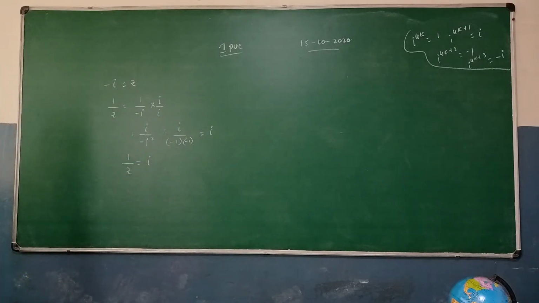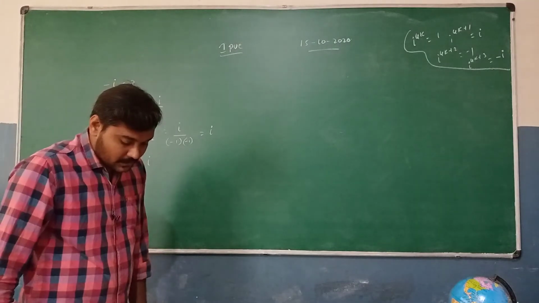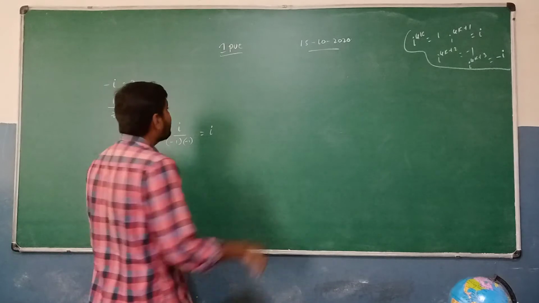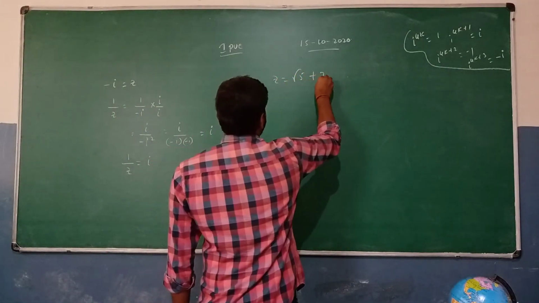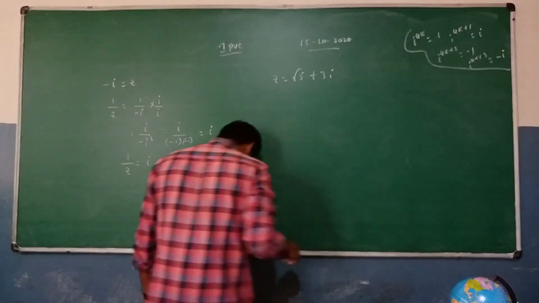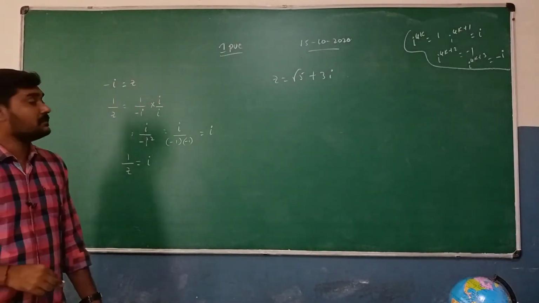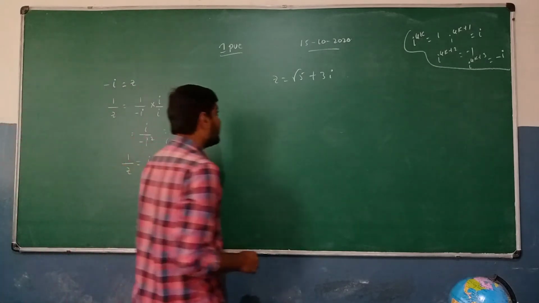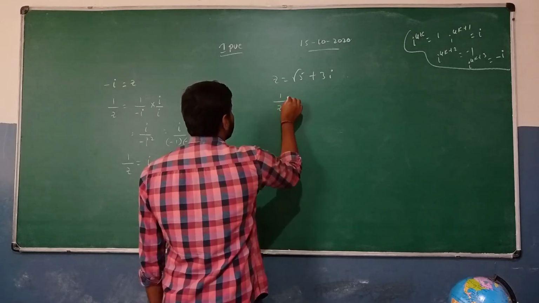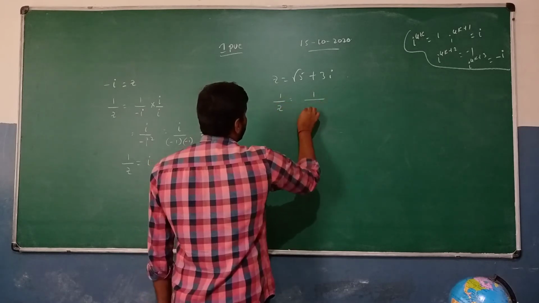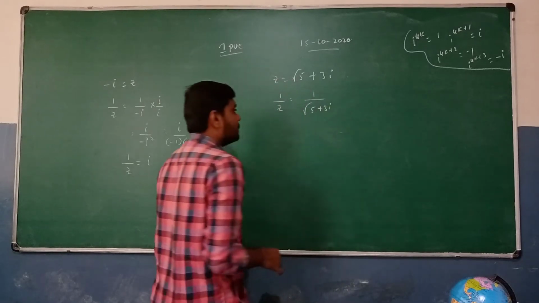So that is that one, and we have another problem, that's going to be root 5 plus 3i. So z is equal to root 5 plus 3i. Okay, this is going to be the problem. We need to find the multiplicative inverse of this. It can be expressed in the form 1 divided by z, which is nothing but 1 divided by root 5 plus 3i.